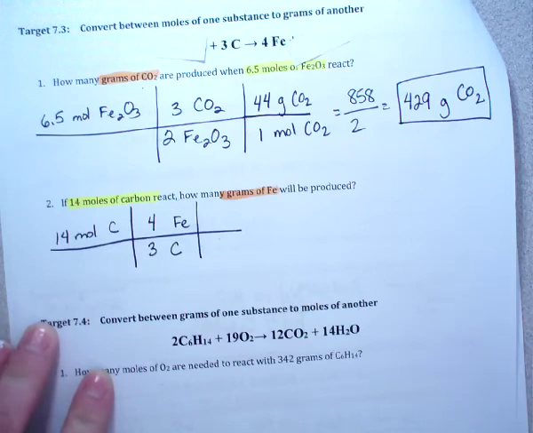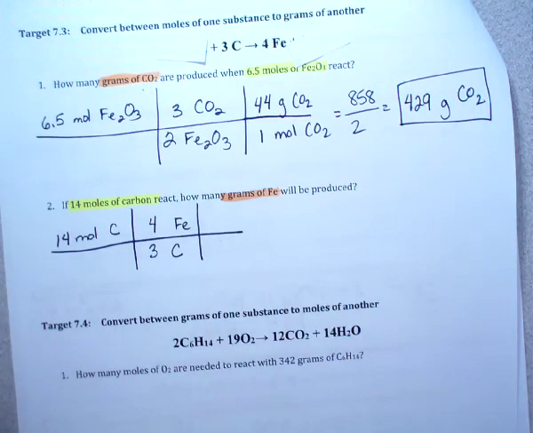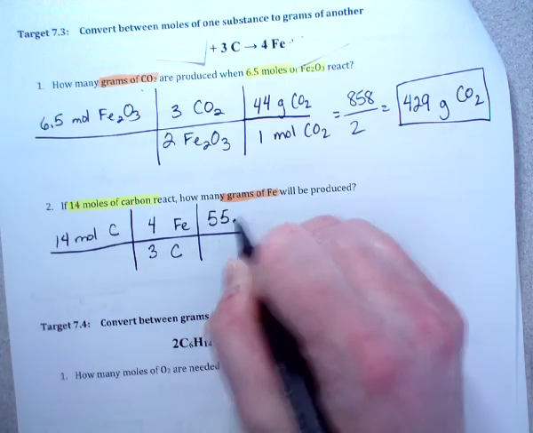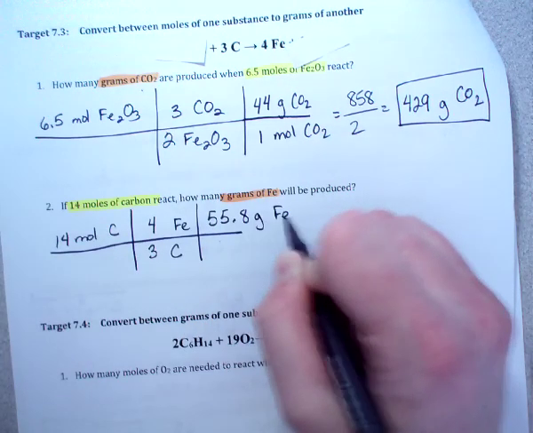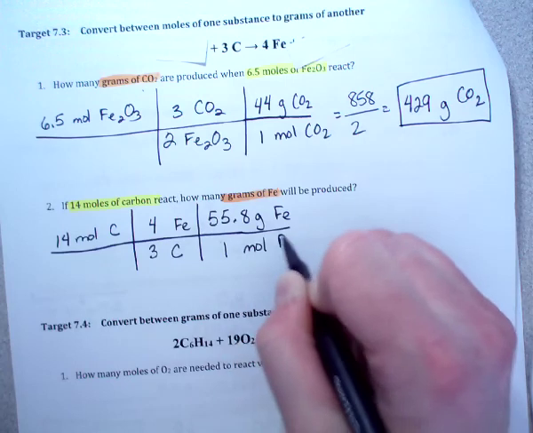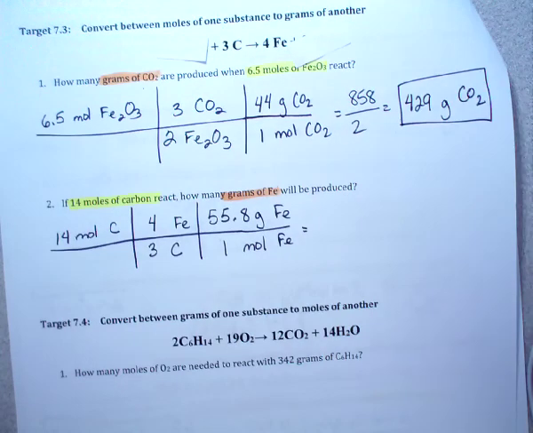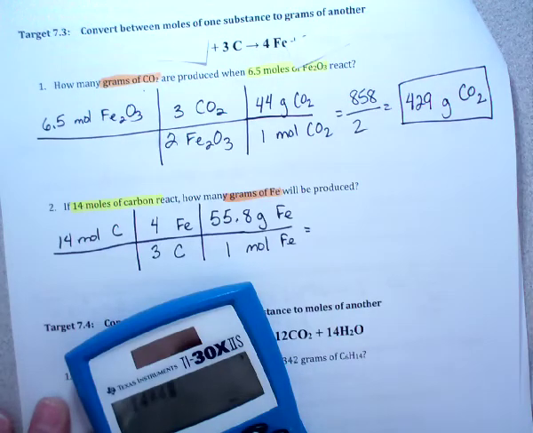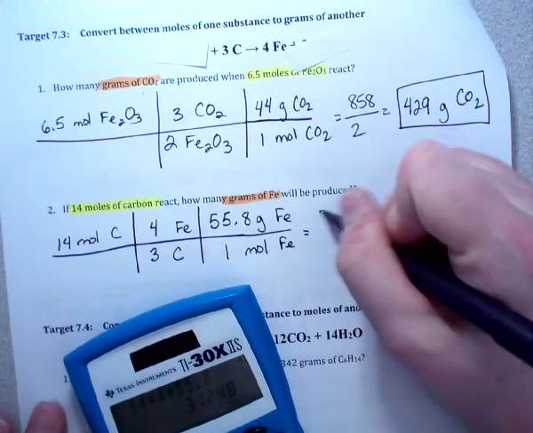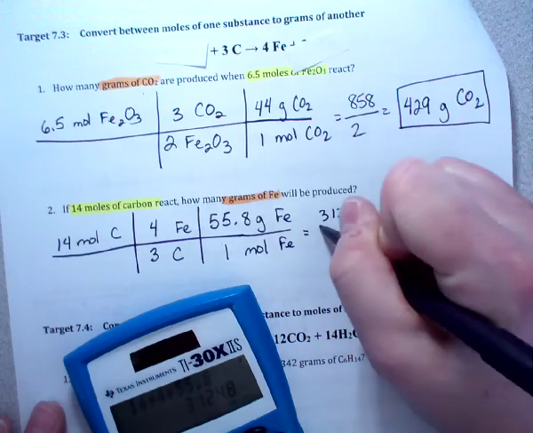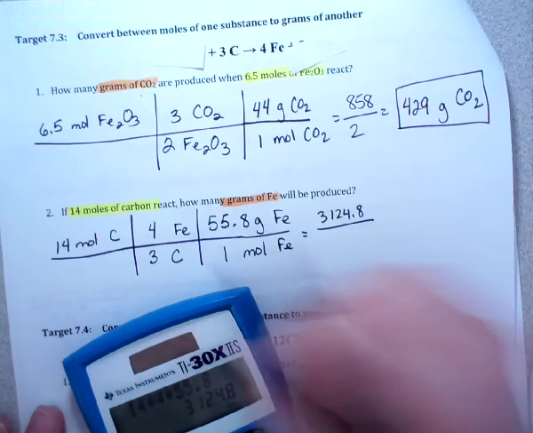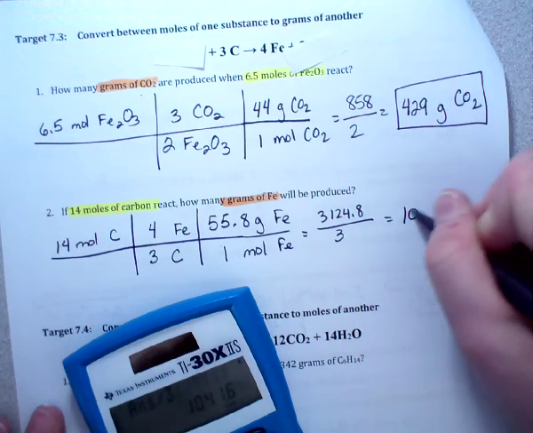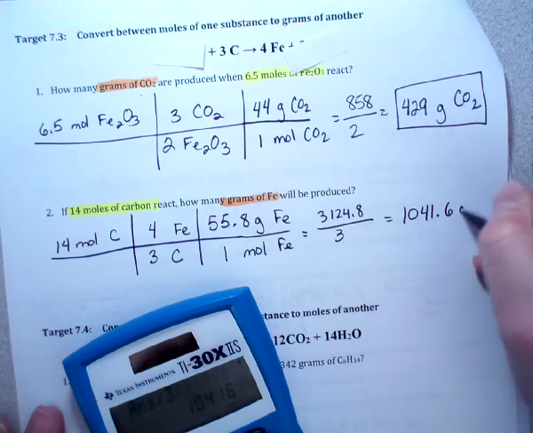If I stop here, that would be a mole to mole conversion. But I want grams, which means I need the molar mass of iron. Iron has a mass of 55.8 grams in 1 mole. Multiply across 14 times 4 times 55.8, 3,124.8 divided by 3 times 1, and I get a final answer of 1,041.6 grams of iron.